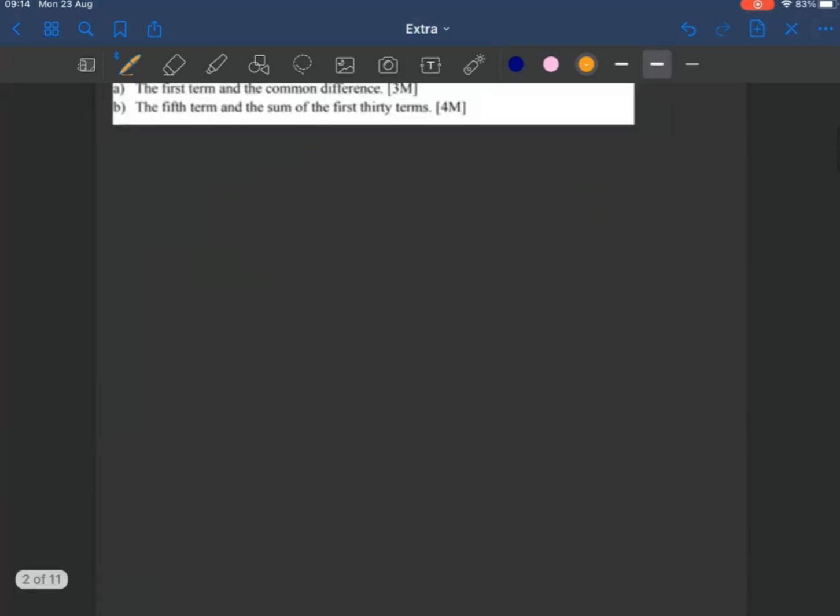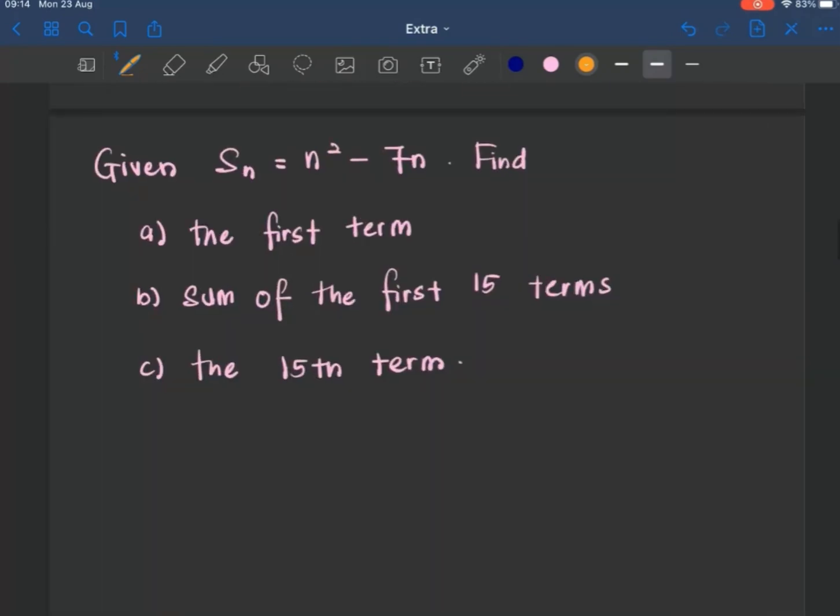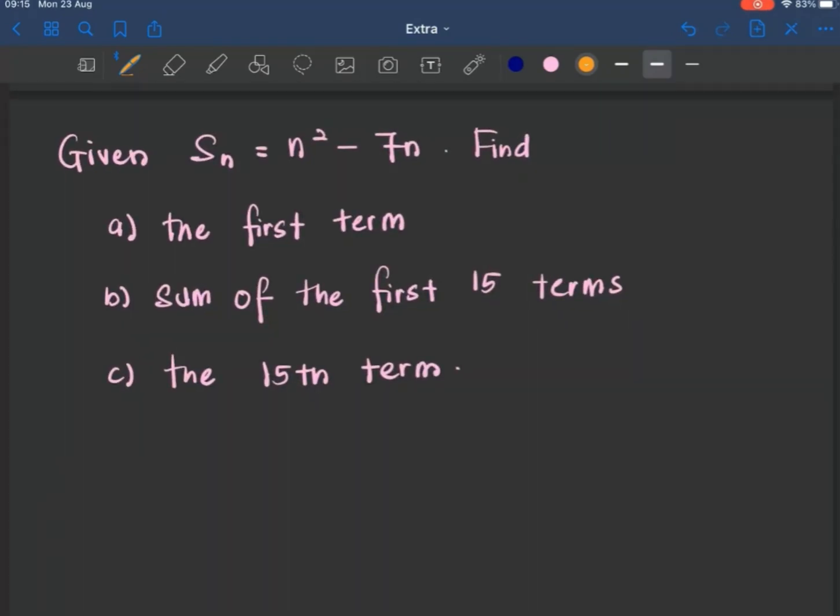Okay, so balik kepada soalan kita tadi. Mana soalan kita? Okay. So given Sn equals to n square minus 7n, the question doesn't state that this is arithmetic or geometric pun sebenarnya. So dia secara general sahaja. So how to find the first term? Sn equals to n square minus 7n.